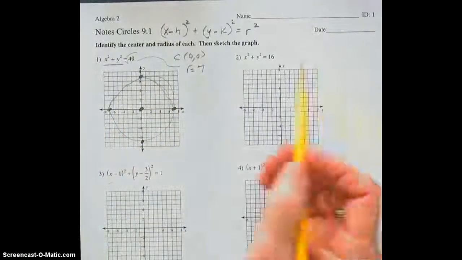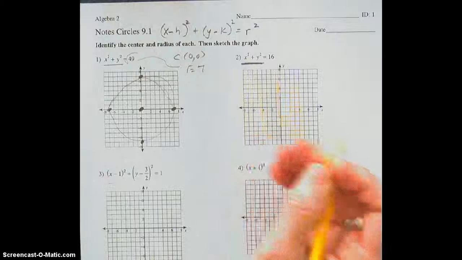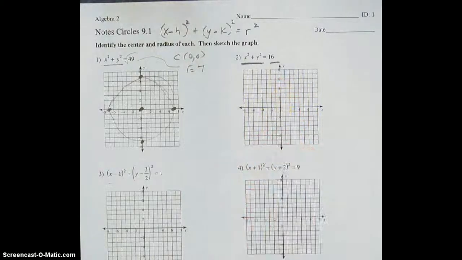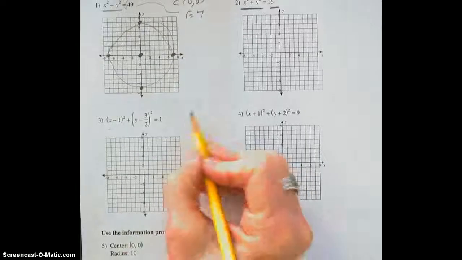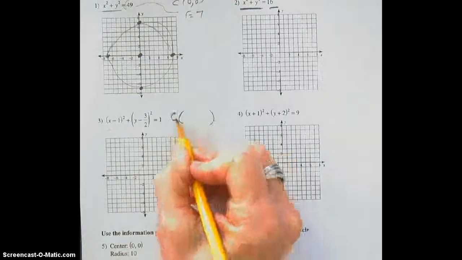Okay. So again, in number 2, we have a center at 0, 0. Our radius would be 4. Let's jump down to number 3, where it can get a little bit more complicated. Here, we need to identify the center.